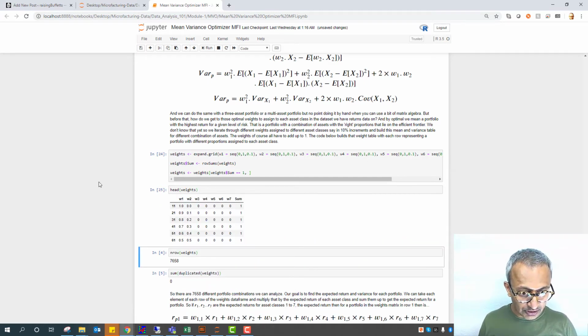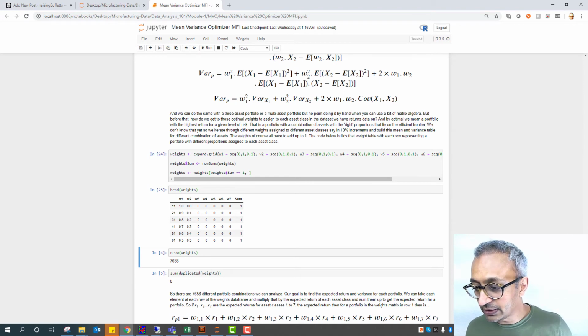Okay. So these are all the different portfolio combinations. It all adds up to 1, which is what we want, right? So in the first portfolio, you have 100% in W1, which is asset class 1, and nothing in the rest. Then the second portfolio is 0.9 in that, 0.1, then 0.8, 0.2, 0.3, and we repeat that 7,658 times, okay? That's the possible combination of portfolios with 10% increments.